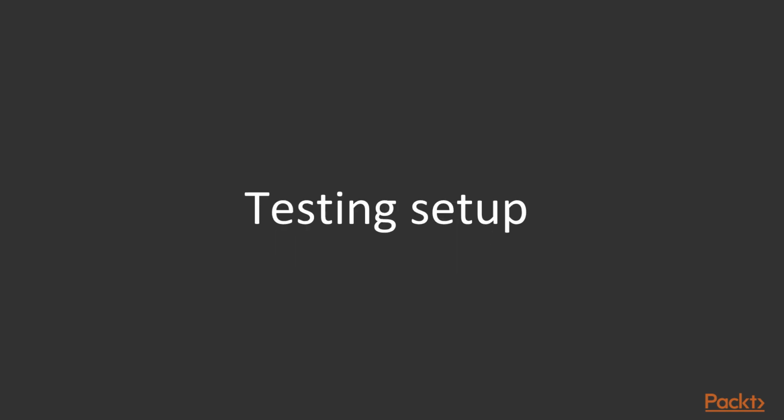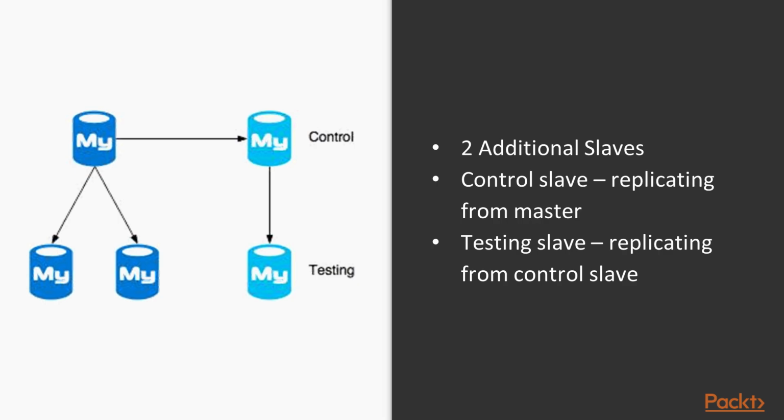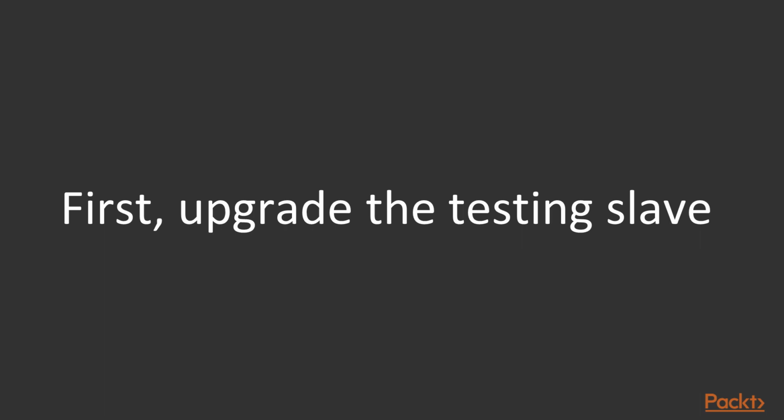Let's discuss the setup that we will use for testing. We will use two additional slaves, the light blue one on the slide. One we will call the control slave, which is replicating from the master. The other we will call the testing slave, which will be replicating from the control slave. First, we will upgrade the testing slave and leave the control slave on the currently used version.